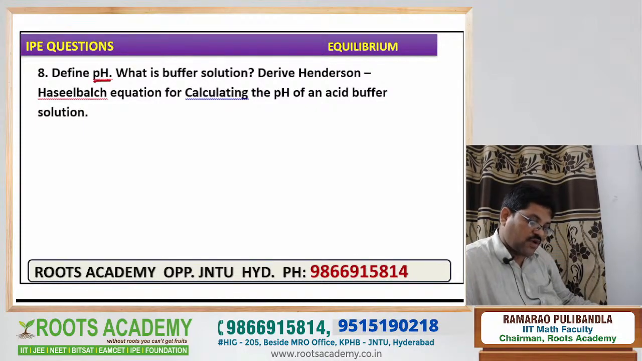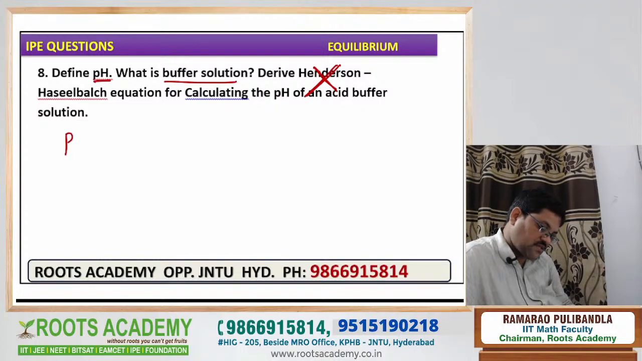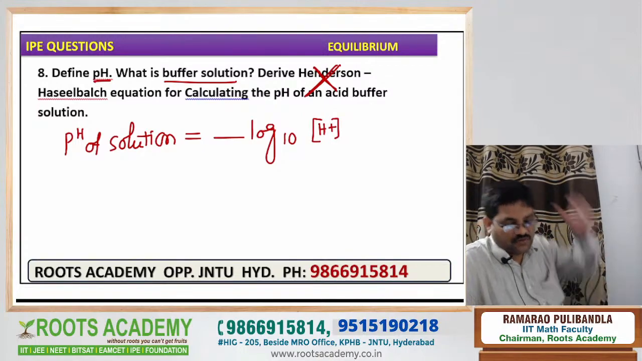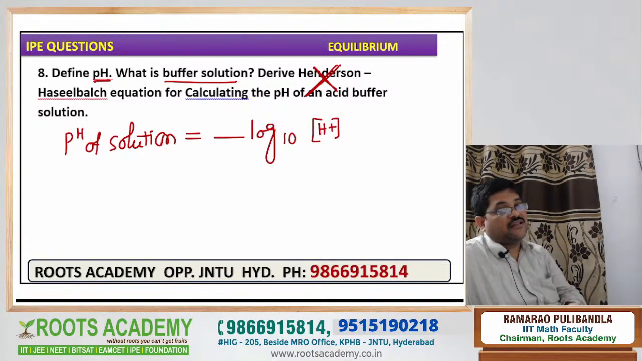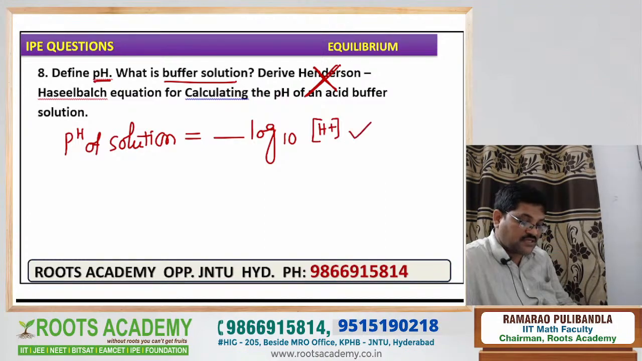Define pH value. What is a buffer solution? And derive the Henderson equation. See, Nana, this derivation is not there in the 30% syllabus. But I give a statement: in the 30% syllabus, the derivation of Henderson's equation is not there, Nana. Understand, students? Yes. What is pH? The pH of the solution is defined as the negative logarithm to the base 10 of the H plus ion concentration. What is the meaning of pH of a solution? Negative logarithm to the base 10 of the H plus ion concentration is known as pH.